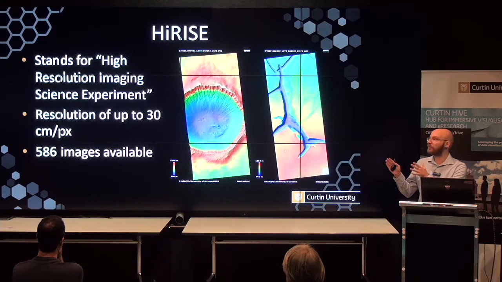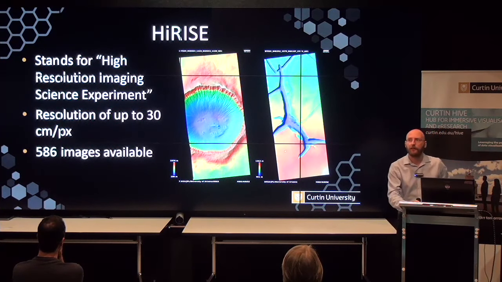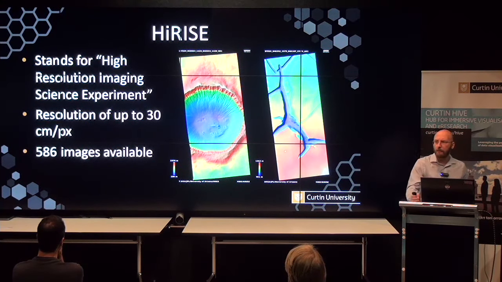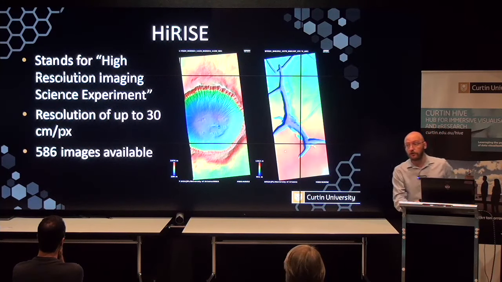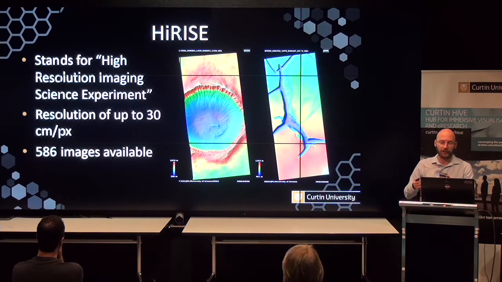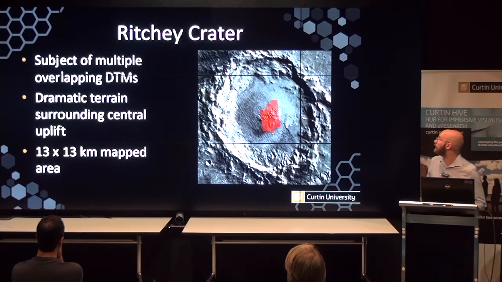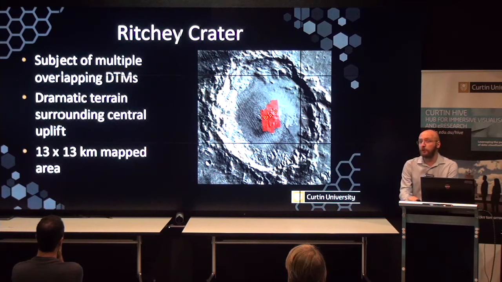And its resolution is really the reason why I chose this specific data set. One weakness is that it doesn't cover as much of the Martian surface as some other topographic data sets, but the 586 images that they do have cover terrain that is generally of scientific or geographic interest and generally looks pretty interesting too.